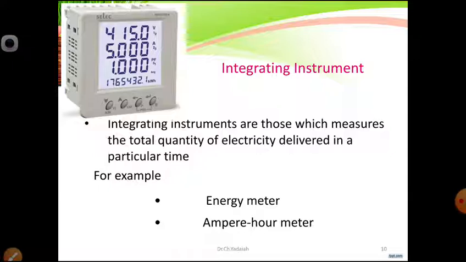Now ampere hour meters also measure how many units, only in amp hours. And another is the watt hour meter. So these are all cumulated values from some period to some period. In between, how many units are measured continuously from these meters.